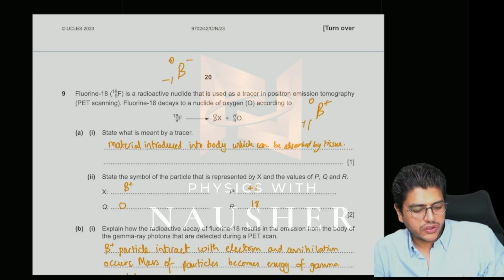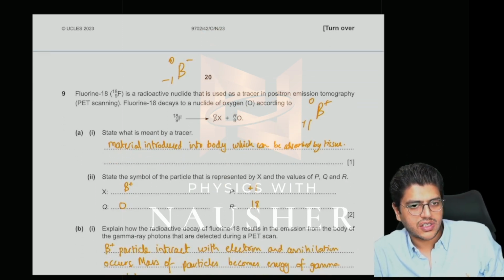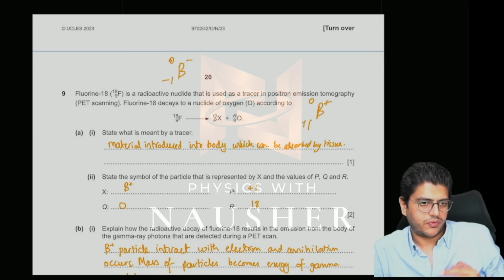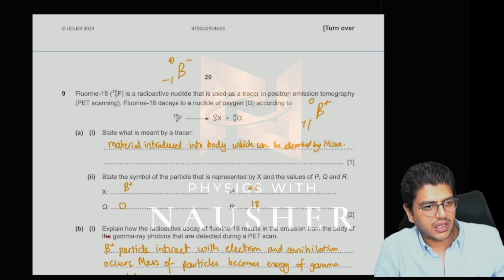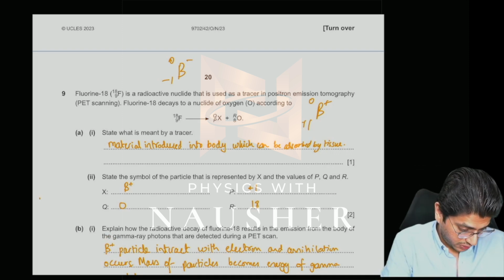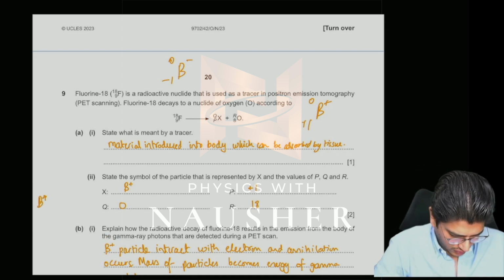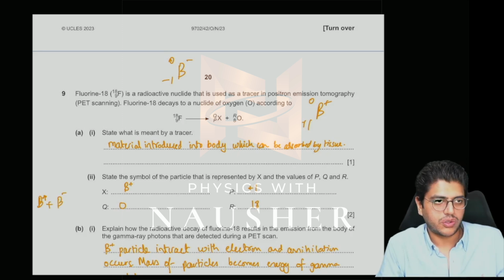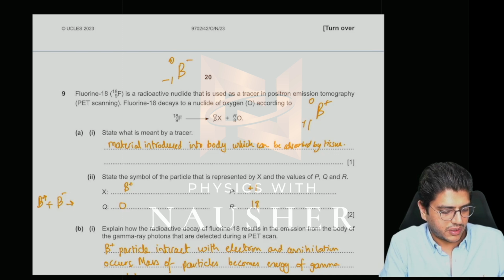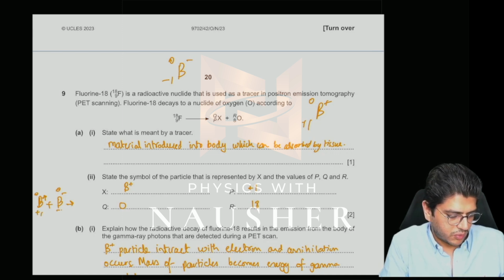Explain how the radioactive decay of fluorine-18 results in the emission. So fluorine-18, when it decays, forms a beta positive particle. This beta positive particle interacts with the electron. You have to know this equation, the equation for annihilation. When the beta positive particle interacts with a beta negative particle, which I just told you is an electron, what's going to happen? If this is 0 plus 1 and this is 0 minus 1, imagine what's going to happen. It's going to become 0.